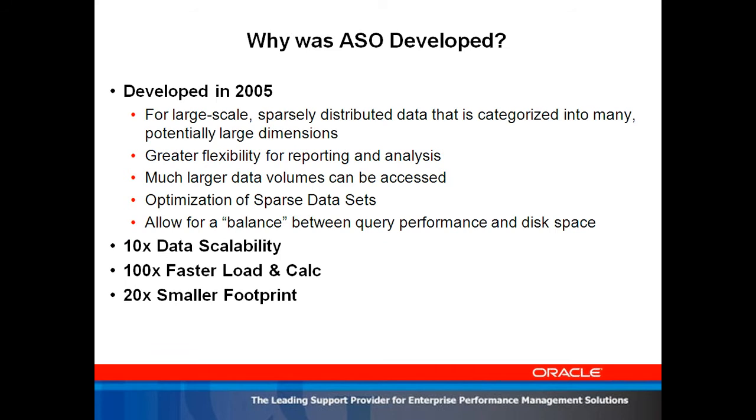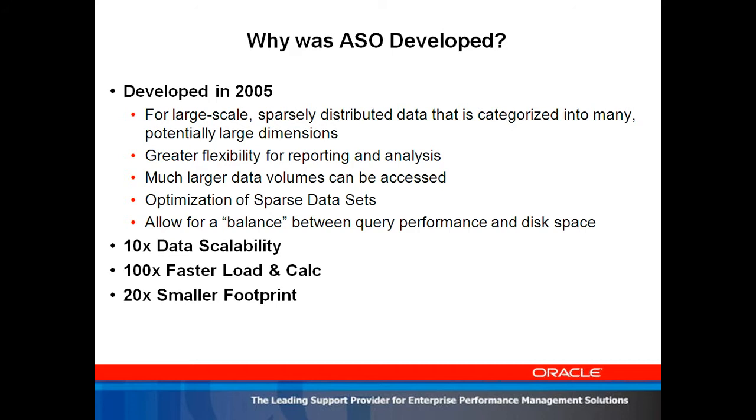To accommodate applications that have extremely sparse data sets, extensive dimensionality, or small update windows, ASO, Aggregate Storage, was developed. ASO was introduced in 2005 in version 7.1 of Essbase and was designed at that time for very large, mostly read-only, meaning no write back to the database, types of applications. It supports much larger dimensions, meaning more members, than BSO, as well as a greater number of dimensions.